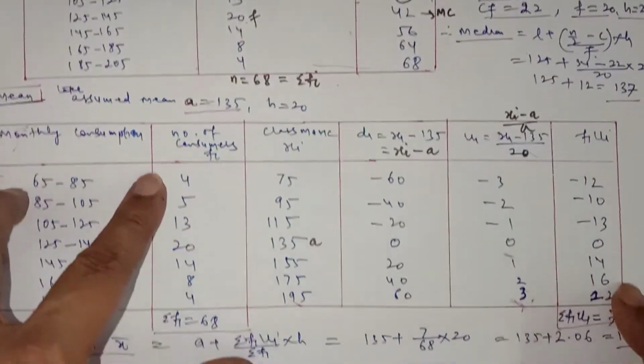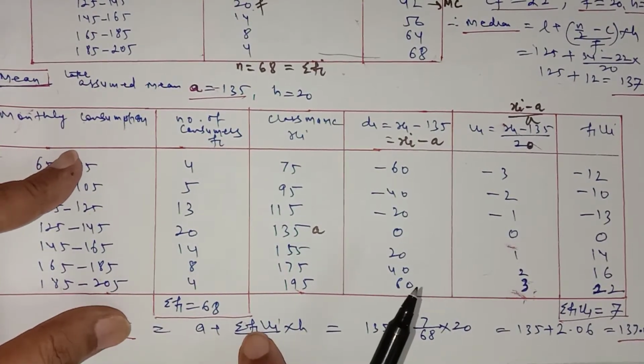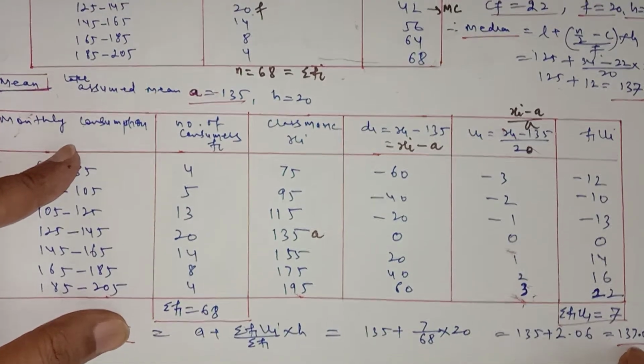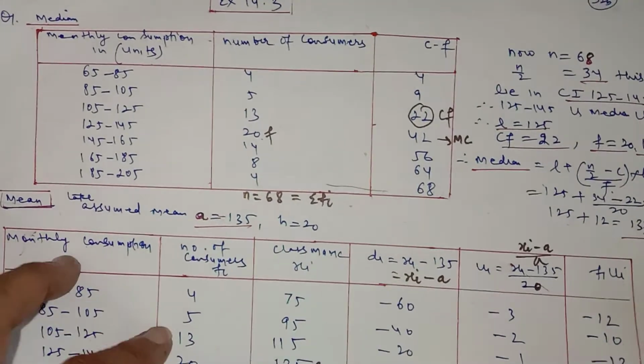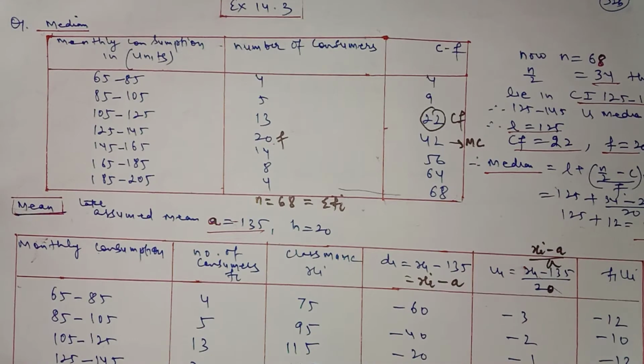Add this, simplify it, you are getting 7. So mean is A plus summation fi ui upon summation fi into h. Replace in this formula, you are getting the mean as 137.06, which is the mean of this given data. So like this, you can easily find the mean, median or mode of the grouped data, whatever is being asked.